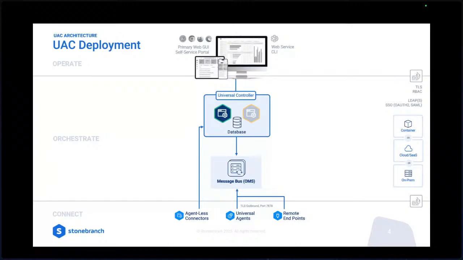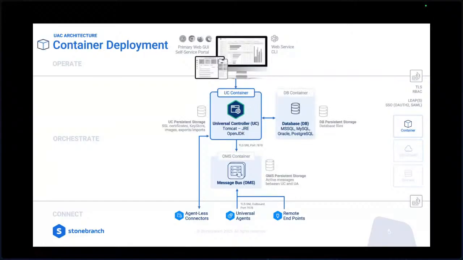So this is our architecture. This is a basic architecture. We have the interface, the controller, the database, OMS, which is the message pass, and the agent. Now, currently you can install them everywhere. You can install them on-prem, on your cloud. We have a SaaS offering. Now you can also install them in a container.